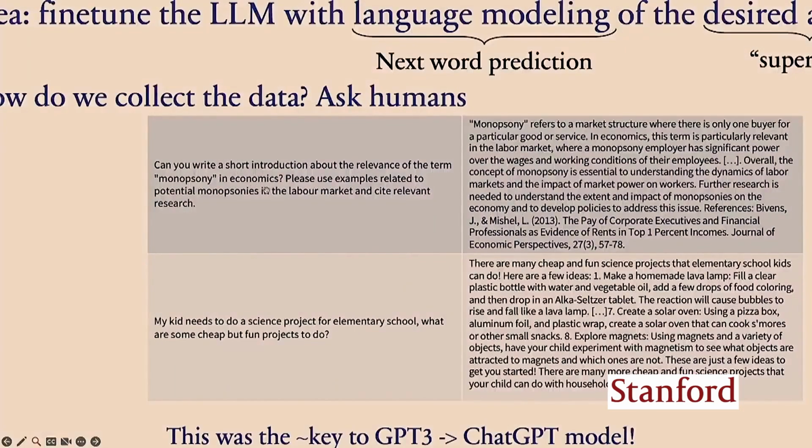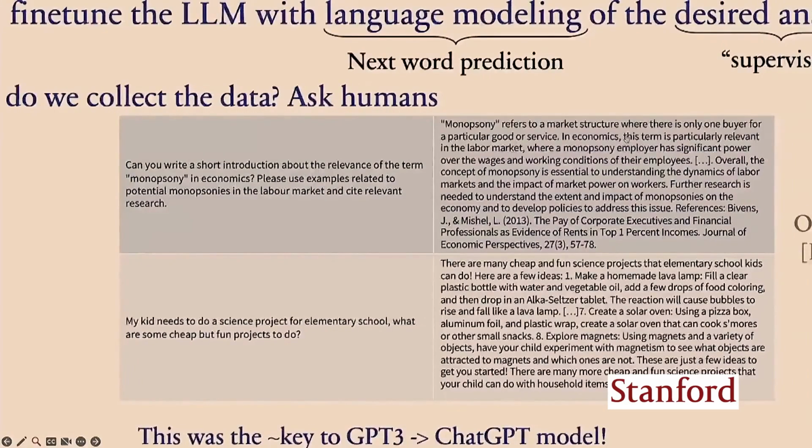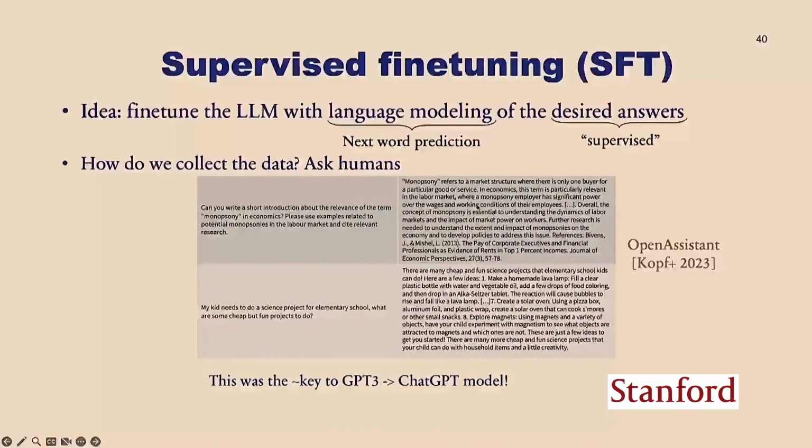Can you write a short introduction about the relevance of the term monopsony? And then it says monopsony refers to a market structure, blah, blah, blah. And that's a human that wrote that. So actually, this is Open Assistant, which was a way to collect data online by humans. So this type of supervised fine-tuning or alignment is really the key of ChatGPT. This is what made the big jump from GPT-3, which was mostly something that was known by AI researchers, to ChatGPT, which became known by basically everyone.